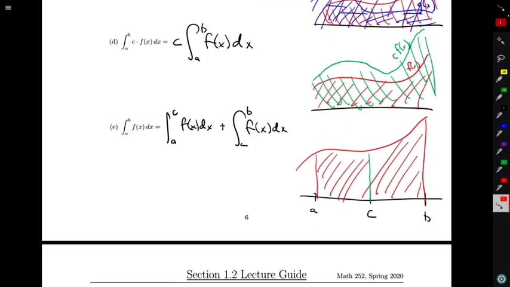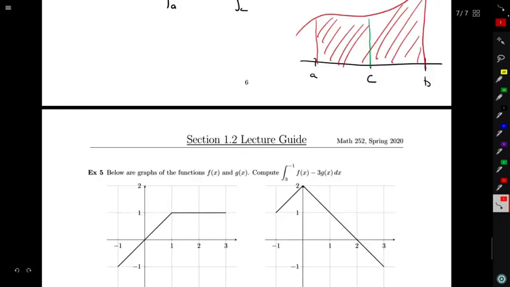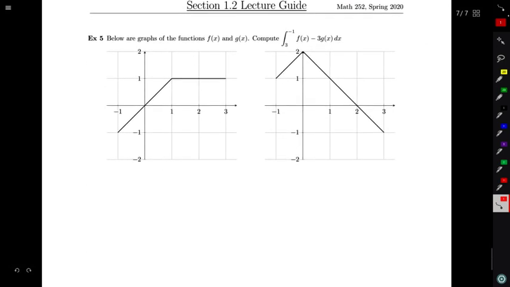All right, let's go ahead and do an example using some of these properties. We have some graphs of the functions f of x and g of x here, and we want to compute this integral from 3 to minus 1 of f of x minus 3g of x dx. The first thing we need to do is label which function is which, because I forgot to do that. The left function is f of x, the right function is g of x.